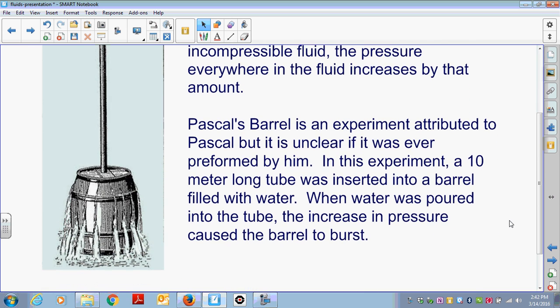Pascal's barrel is an experiment attributed to Pascal, but it is unclear if it was ever performed by him. In this experiment, a 10-meter long tube was inserted into a barrel filled with water. When water was poured into the tube, the increase in pressure caused the barrel to burst.